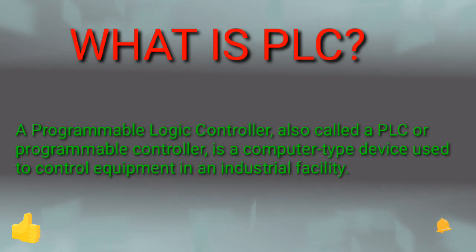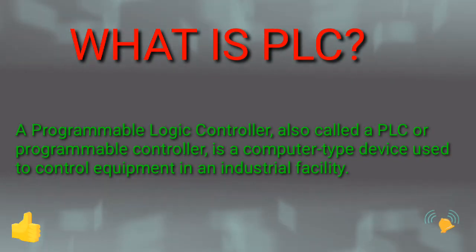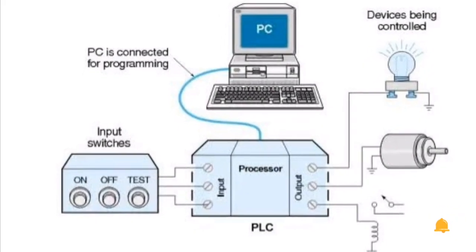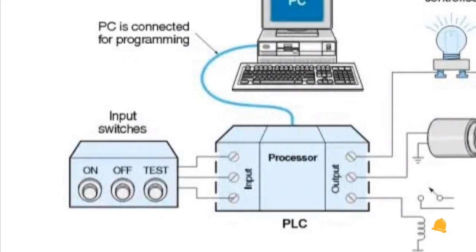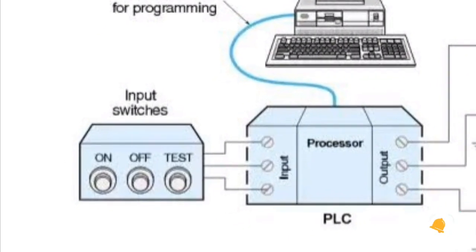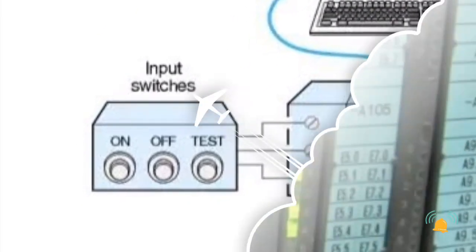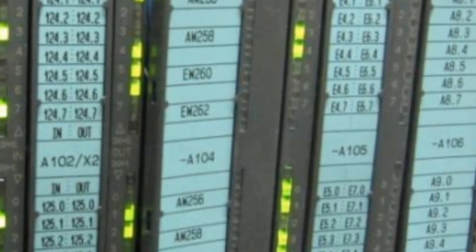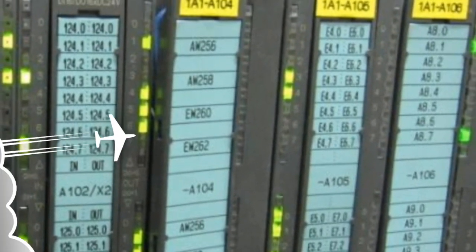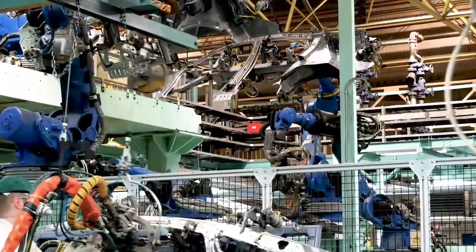PLC stands for Programmable Logic Controller. It is a specialized computer-based control system used in industrial automation and control applications. PLCs are designed to monitor inputs, make decisions based on a program or logic, and control outputs to automate various processes. The primary purpose of a PLC is to control and monitor machinery or equipment in industries such as manufacturing, oil and gas, power generation, and more.